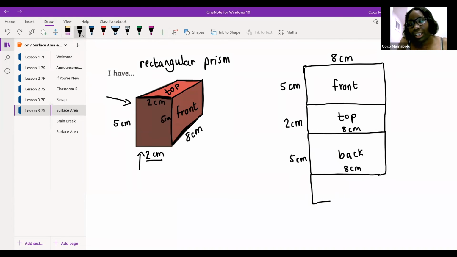So I'm going to draw another rectangle, and this rectangle for the bottom is going to look exactly like my top. So 8 centimeters, and then over here, 2 centimeters.